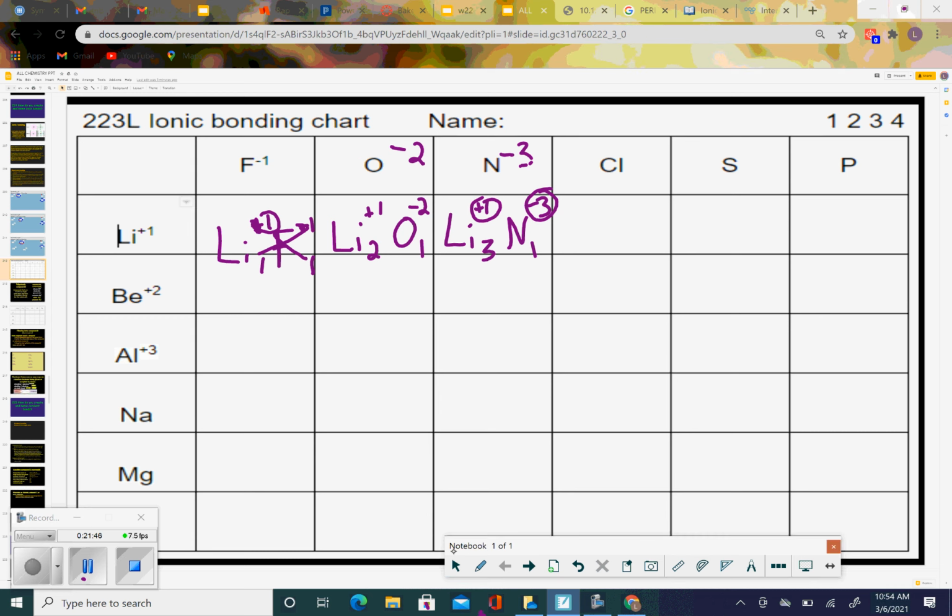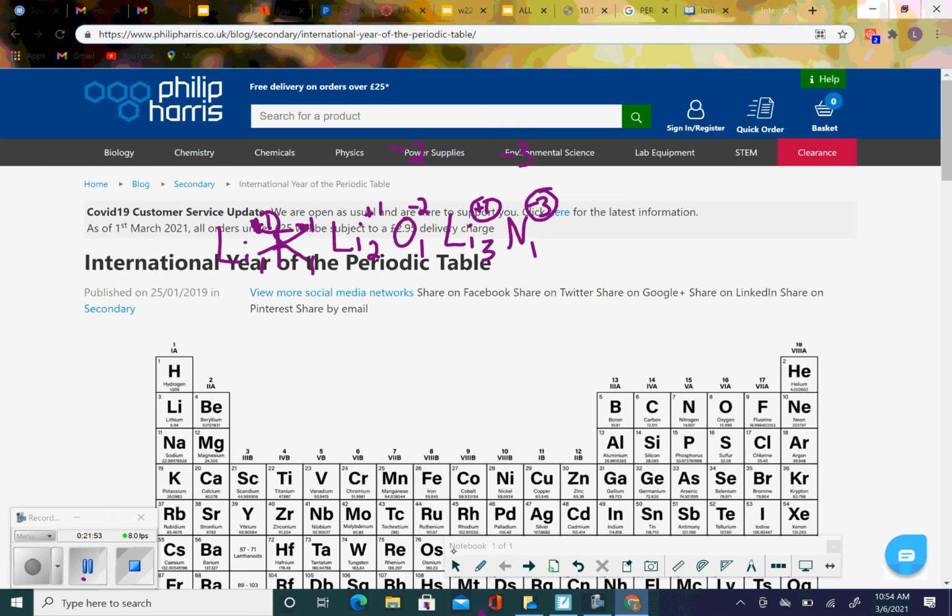All right, let's try something harder. Let's go with aluminum and let's say aluminum and phosphorus.